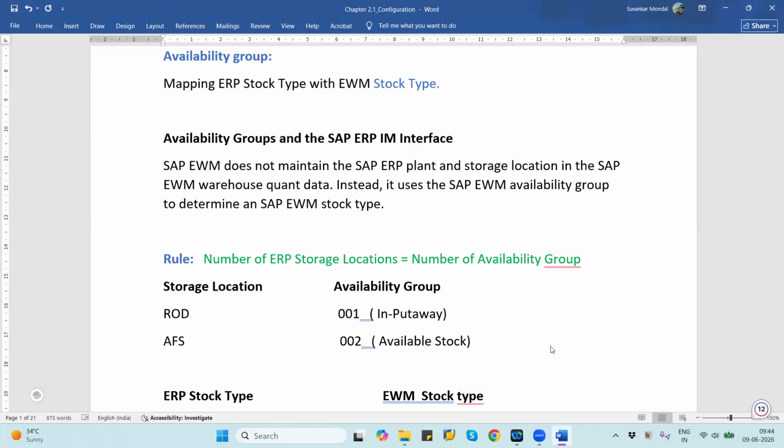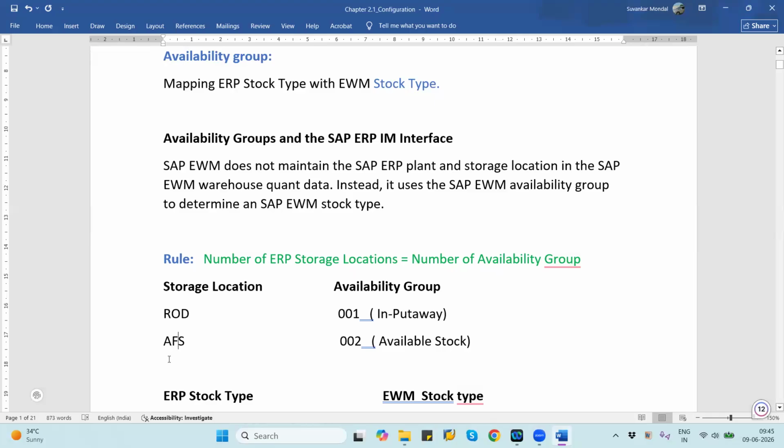My concern is, for example, AFS1 is one storage location and AFS2 is one storage location. So for each storage location, do I need to map an availability group, sir? There is an architecture defined by SAP, and that architecture says that if the stock is available, then you should consider the storage location AFS. You cannot create multiple storage locations for that. One single storage location is good enough. There should be some purpose why I am going to segregate it.